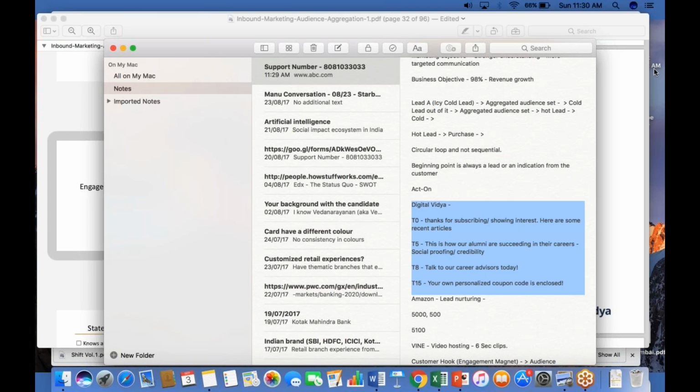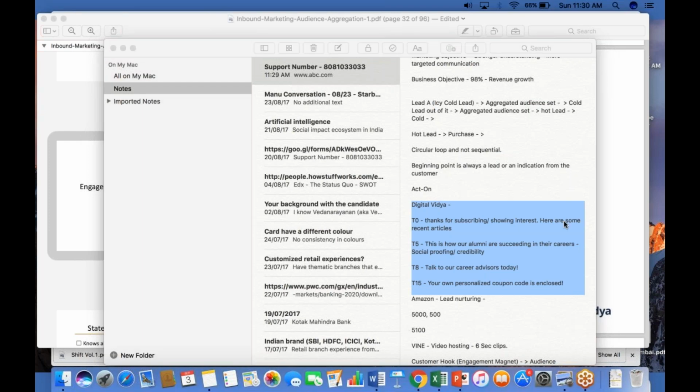Does that make sense? Any questions? And yes, Sudhir, they do remarketing as well. I was just talking about it in the context of email audience aggregation, which is the focus of our session today.